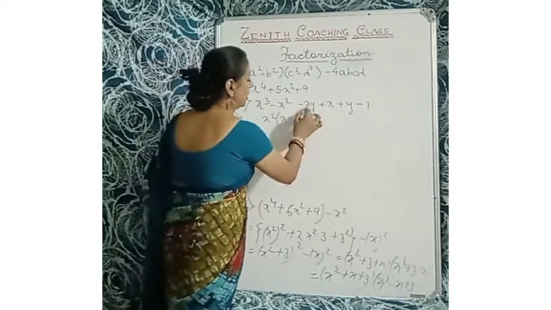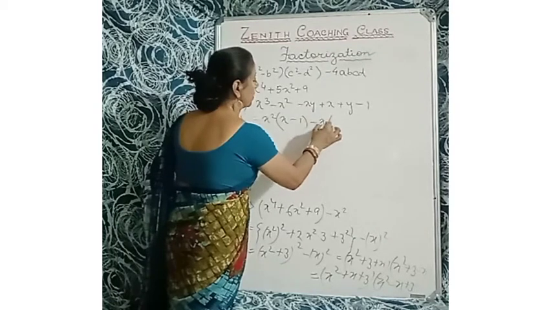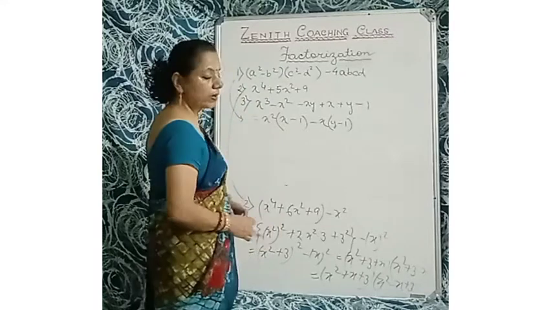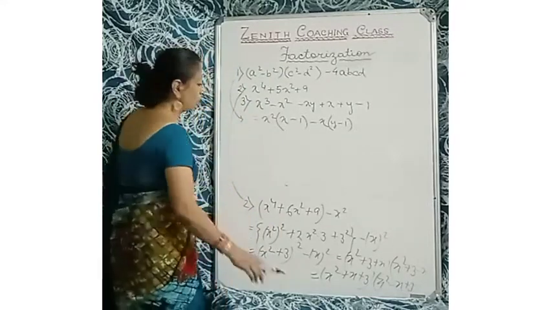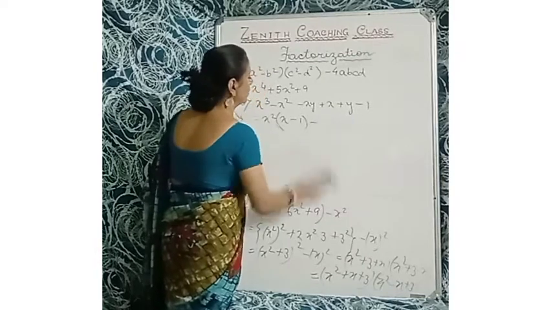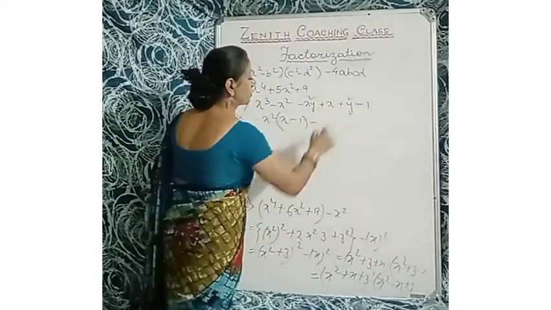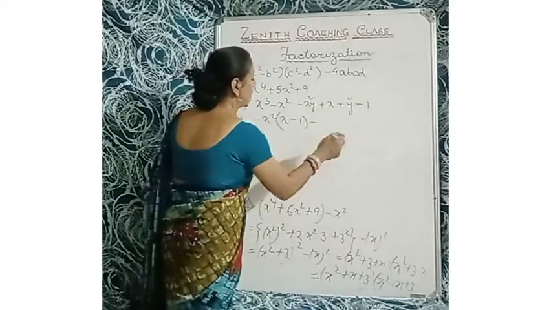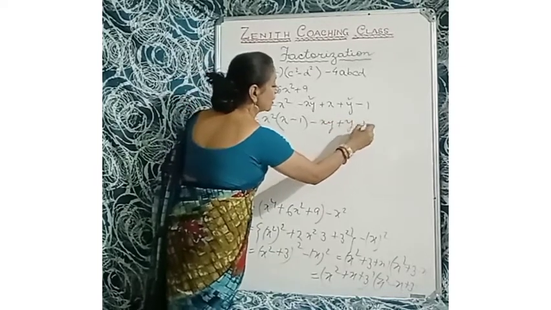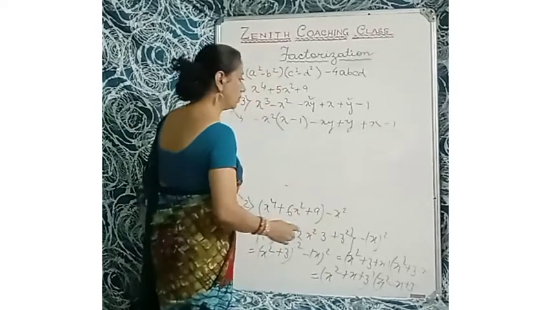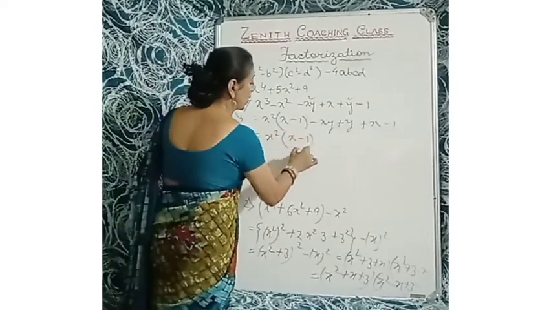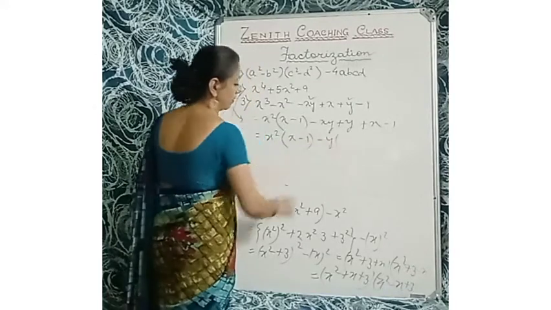Here x is common. So x is common, so y minus 1. But here it is x minus 1, so you cannot take it. Okay, so you will take it, that is minus xy plus y. So take it minus xy plus y plus x minus 1. Then x square. So x minus 1 minus y you will take.